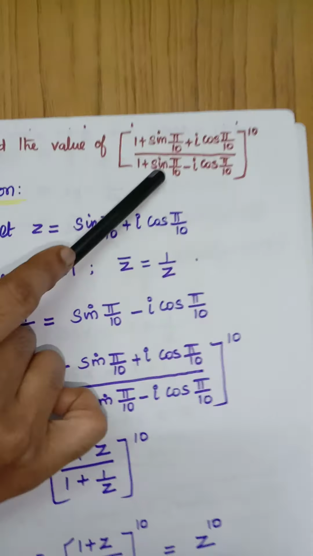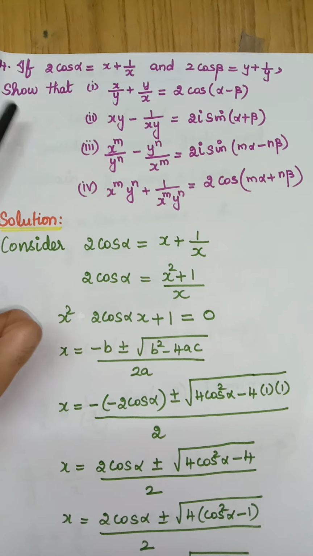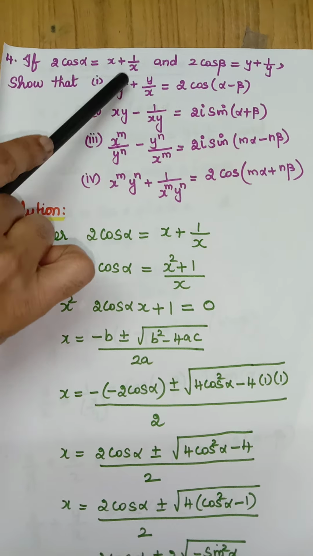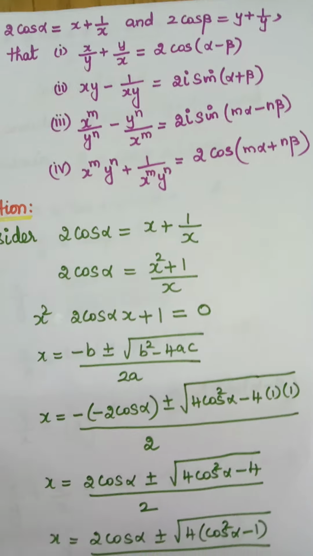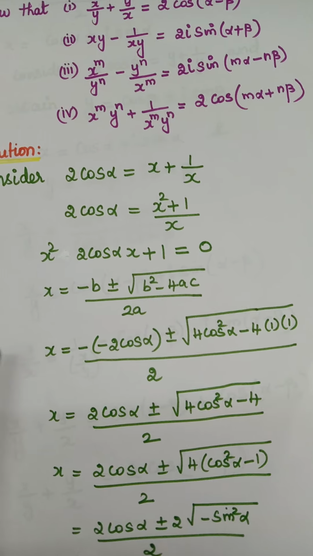Okay, we'll go to the next problem. So fourth one, it is 2 cos alpha is equal to x plus 1 by x and 2 cos beta is equal to y plus 1 by y. You look at the terms. Here you are having alpha, here you are having beta. So on the right side you are having x, here you are having y. You have to prove 4 results. Okay, so we'll see the solution first.